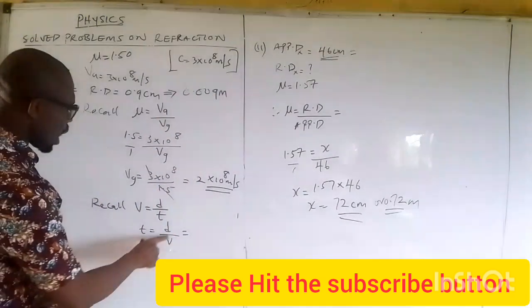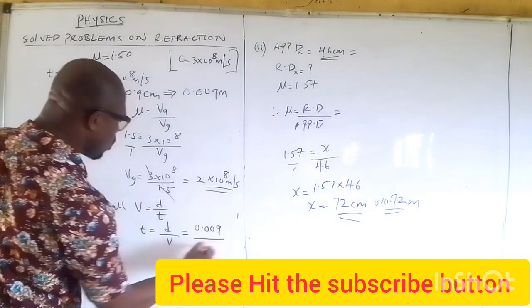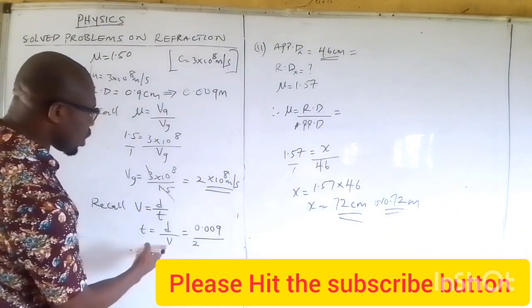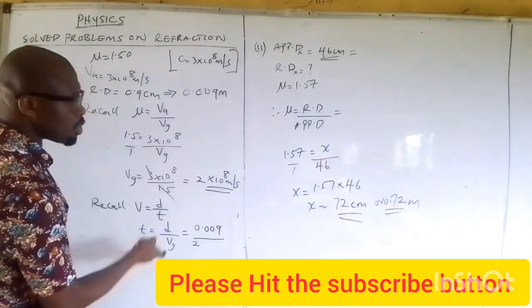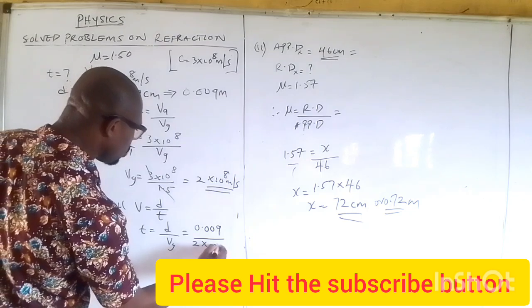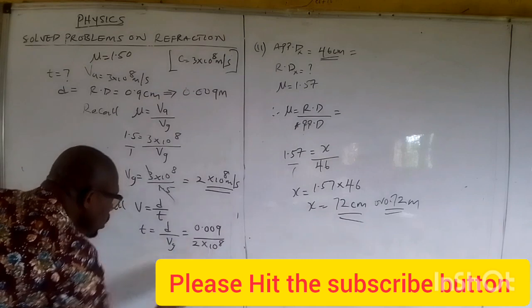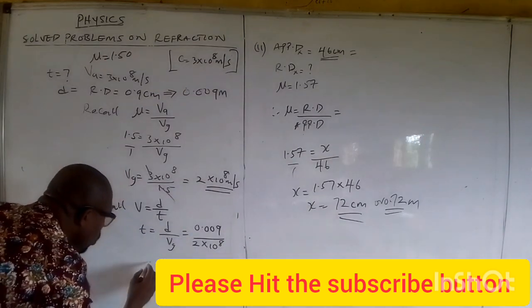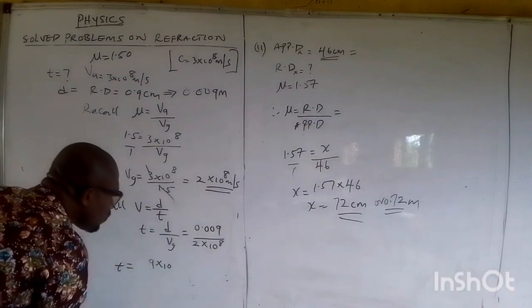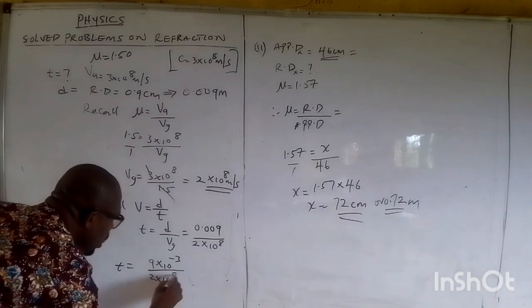So we substitute into this. If we substitute, we have the distance, 0.009, all over the velocity, which is 2 times 10 raised to the power 8. Remember, the velocity we're using is the velocity of light in glass, because it is a glass medium. You can get the answer straight, or let us simplify it small. So t is equal to 9 times 10 to the minus 3, in standard form, all over 2 times 10 raised to the power 8.